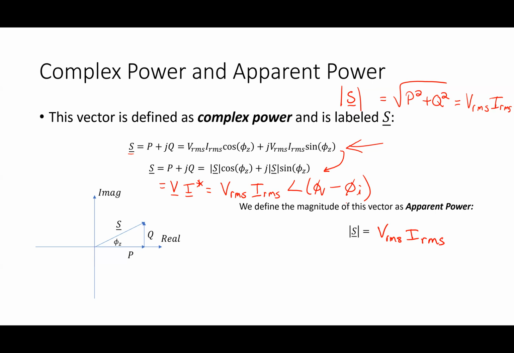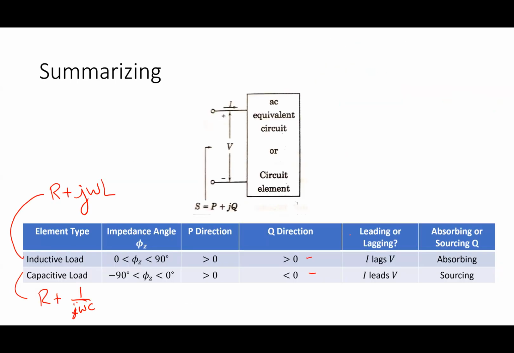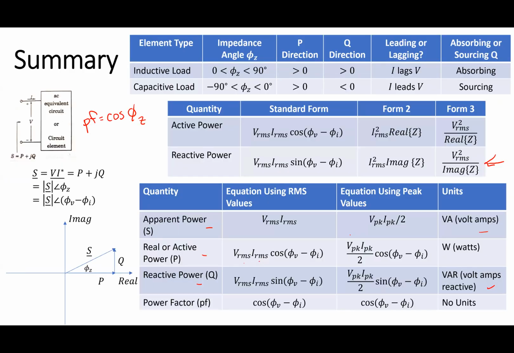Now, the other term that we define is the apparent power, which is the magnitude of that vector. Apparent power is not a vector, it's the magnitude of the vector. In my table here, I've got a summary of all this stuff, a whole bunch of different things, and you'll find it useful as you're going through and doing problems, which is what we're going to do now.